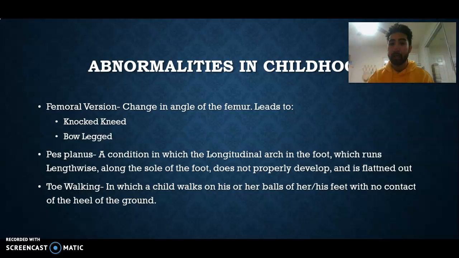Toe walking is when a child walks on the balls of the feet with no contact of the heel to the ground. When we studied the video in this class about the child, she actually had distinct toe walking. So this is very common.